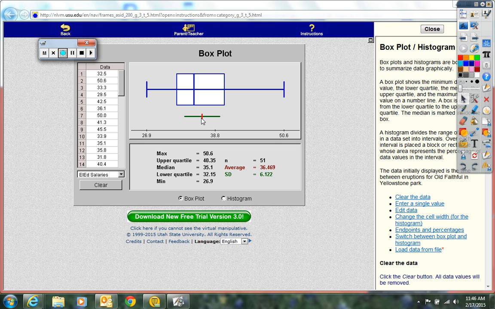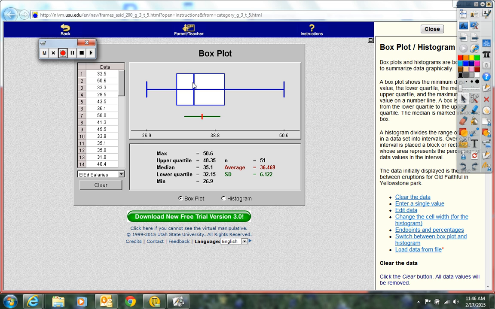Now, as I said, the average, or your mean, is always right in the center, and that's where this little red line is. And see how that lines up directly in the center of the box? And right here it says the average is 36.469, which is a nice number. We can see exactly what it is, but again, you can kind of estimate it just at a quick glance with a box and whisker plot, which is the beauty of it.